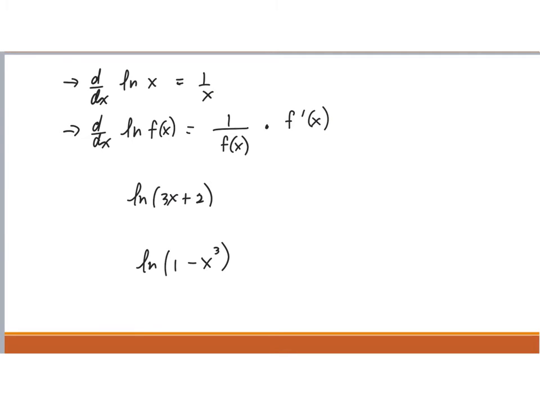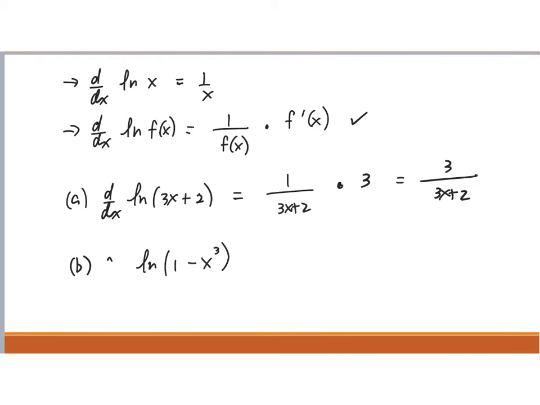So if you take this first example, the derivative of ln of 3x plus 2 using this rule, it will just be 1 over 3x plus 2, then multiply it by the derivative of 3x plus 2, which is 3, and then just simplify it as 3 over 3x plus 2. This next one will be 1 over 1 minus x cubed times the derivative of 1 minus x cubed, which is negative 3x squared. So we can simplify this as negative 3x squared over 1 minus x cubed.